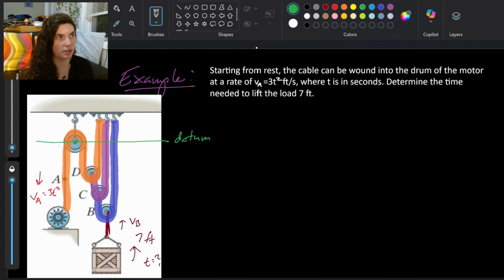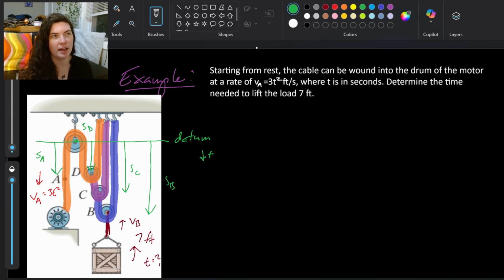Right, so I'm going to have the distance from the datum to A, which is our SA. Again, positive is down once again. The distance from the datum to pulley D, call that SD. I'm really going to run out of room for these. Everything's too close together. My distance from the datum down to C, position C. From the datum down to B, that's our position B.